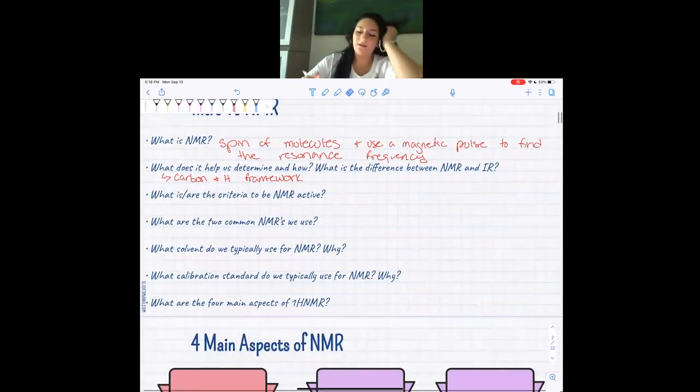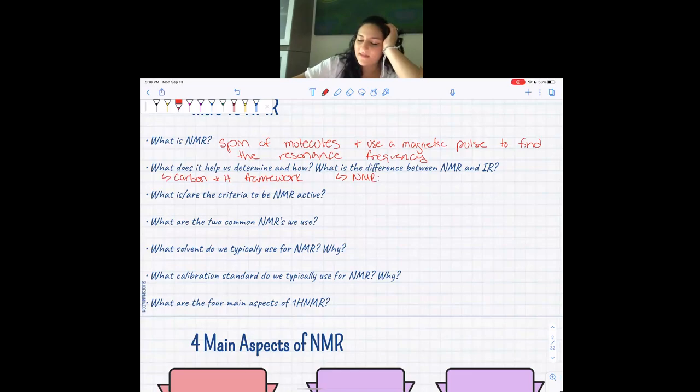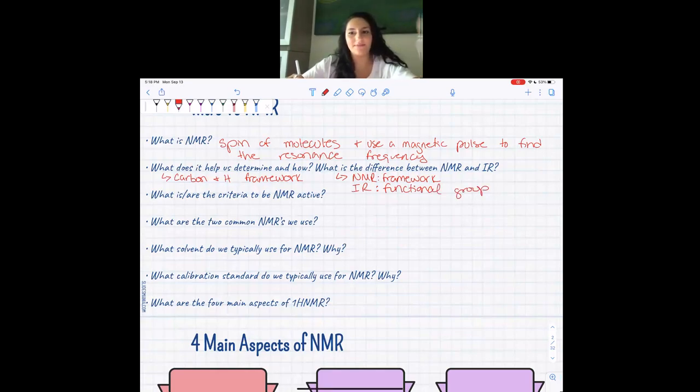And then, what's the difference between NMR and IR? We can also include mass spec in this. NMR is telling us the framework, whereas IR tells us the functional group, and mass spec tells us the mass.